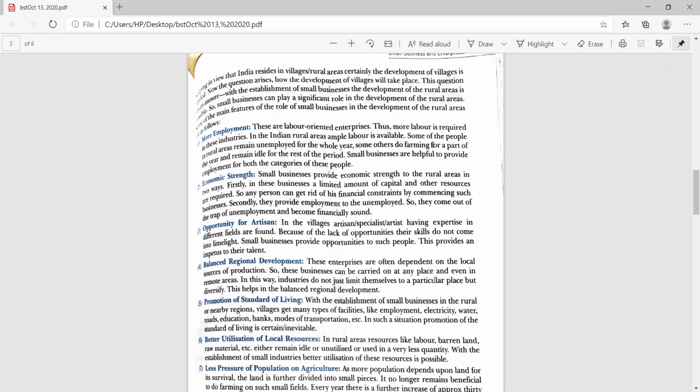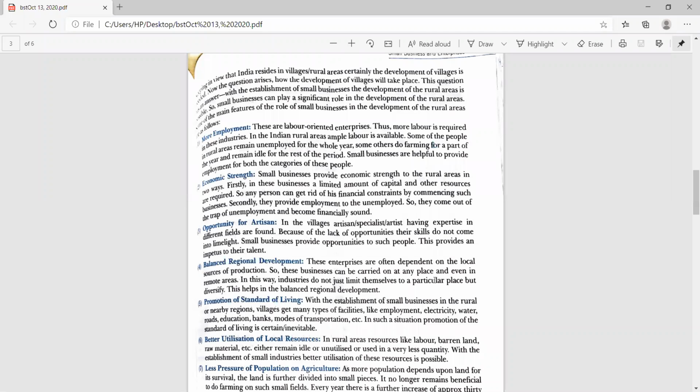Second is economic strength. No doubt, small scale business provides economic strength to the rural areas as well. How? See, firstly, when only a limited amount of capital and other resources are required, any person can get rid of financial constraints by commencing such a business.